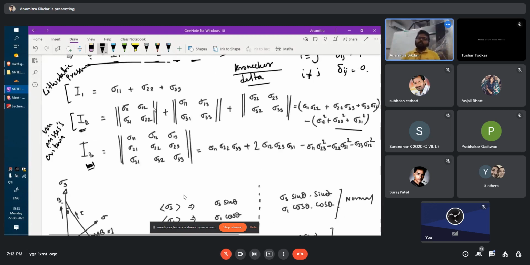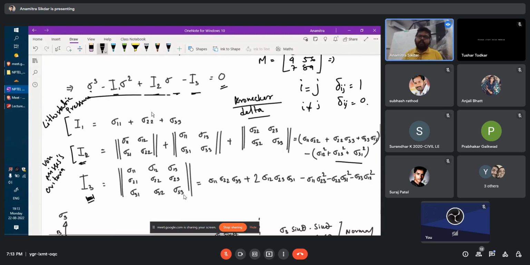All right. So now, are we familiar with the different invariants? Why is it called invariance? Any idea? No, sir. Because these values do not change. Right? I1, I2 and I3, after the linear transformation, these values do not change. That's why they are called invariant. All right.